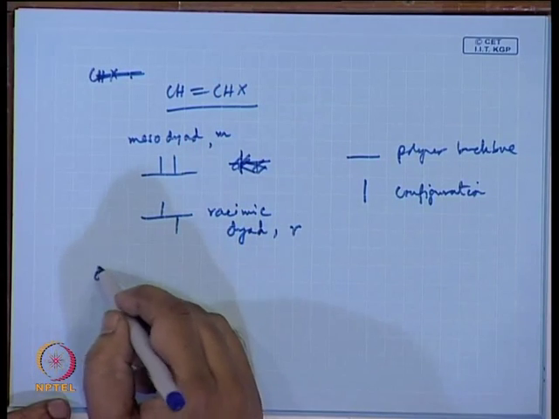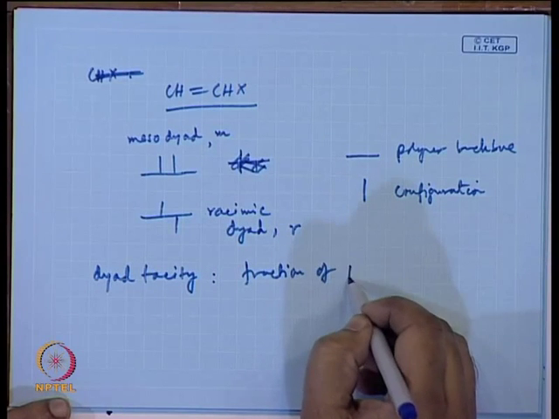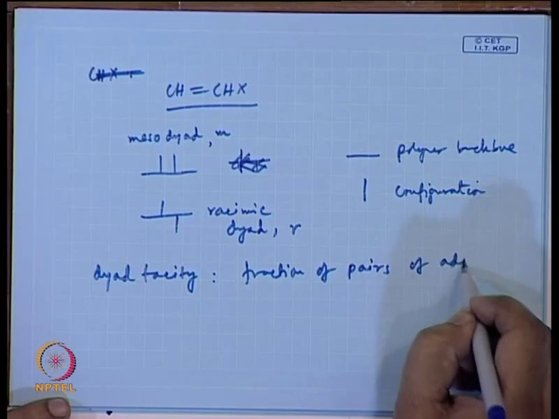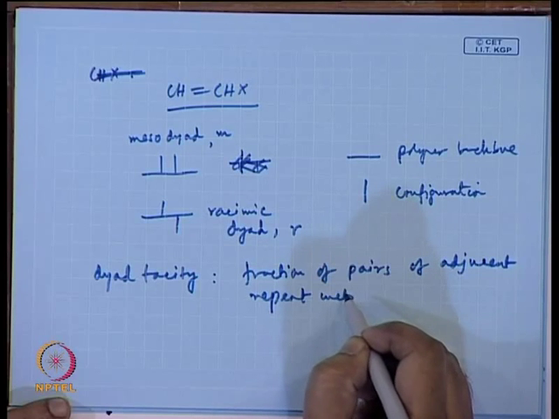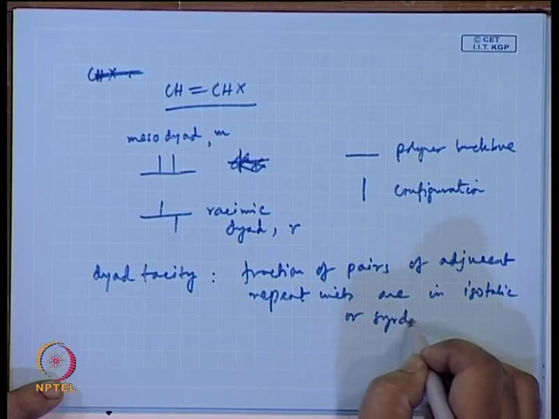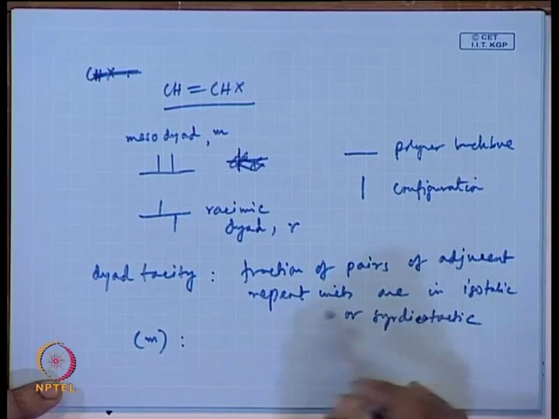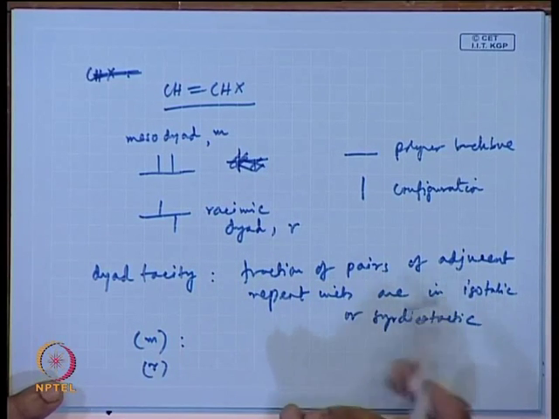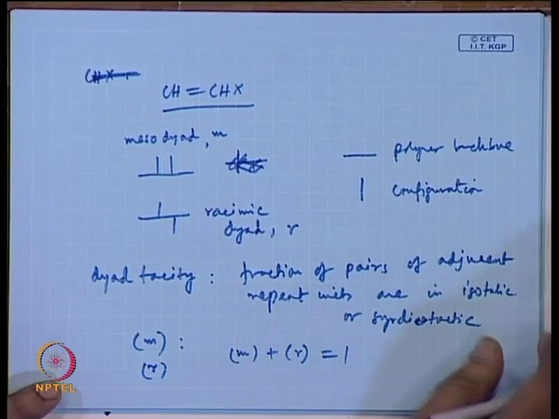Now, diad tacticity, this term is defined as the fraction of pairs of adjacent repeat units that are in a particular stereochemistry, say isotactic or syndiotactic. These are pairs, and this is another pair. So, M is the fraction of pairs of adjacent repeat units present in an isotactic geometry, and R is the fraction of pairs of adjacent repeat units present in a syndiotactic geometry, and of course, M plus R would be equal to 1.